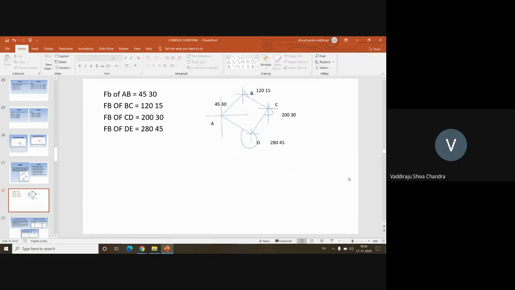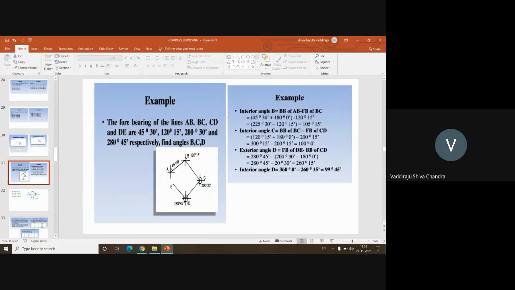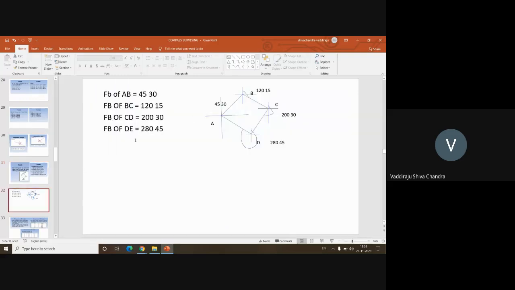Yes, sir. Okay. Now what is it asking us to determine? Interior angles, sir. Included angles, the angles B, C, D we want. So how to calculate angle B now? What is angle B from this figure? What is the direction of this traverse, clockwise or anti-clockwise? Clockwise, sir. So when you are doing it in a clockwise direction, the angles will be exterior included angles or interior included angles?